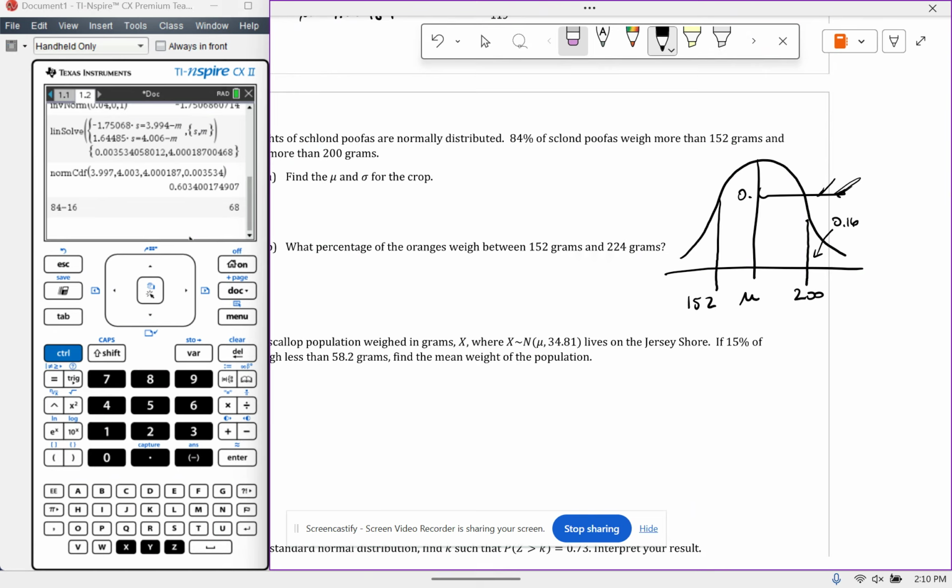I don't know. How do you find this? What are you trying to do? Maybe my computer's done yelling at me now. What would you guys do? Norm CDF, good job. This is a plug and chug, if you will. Let me know what you get.